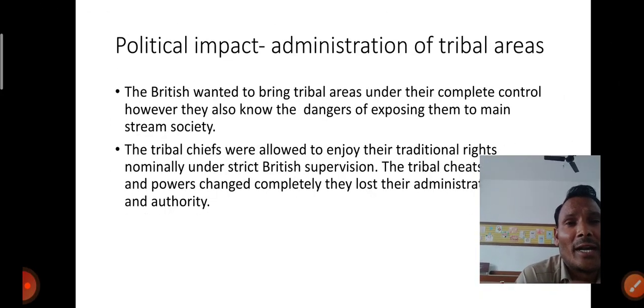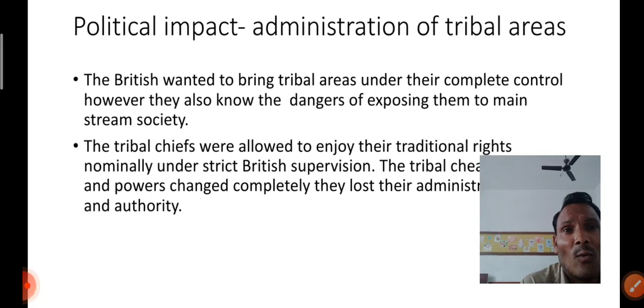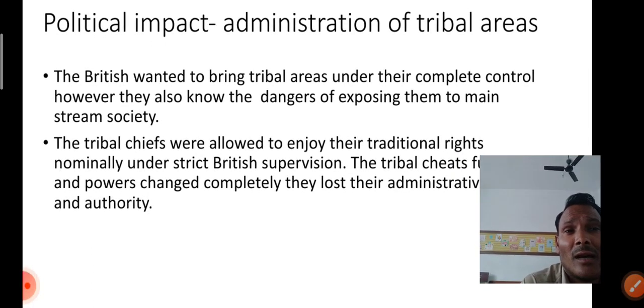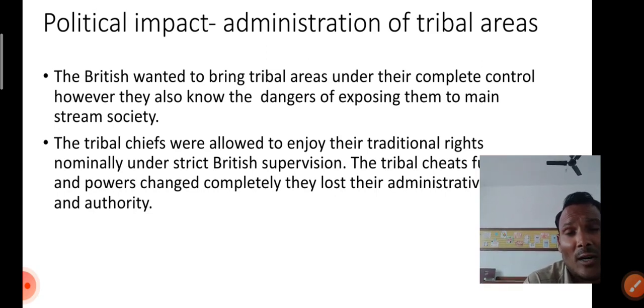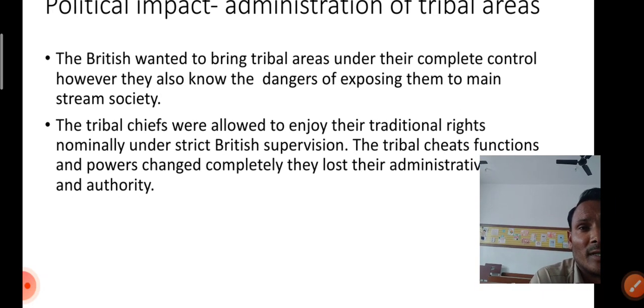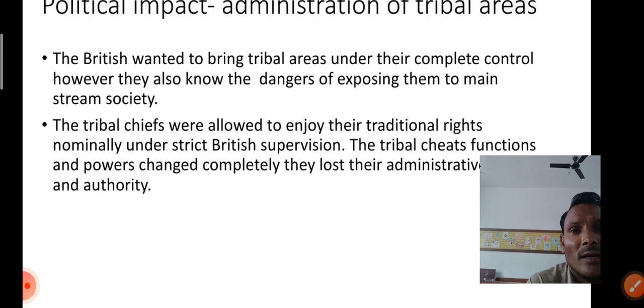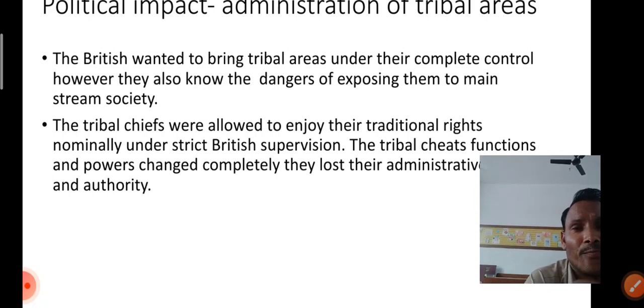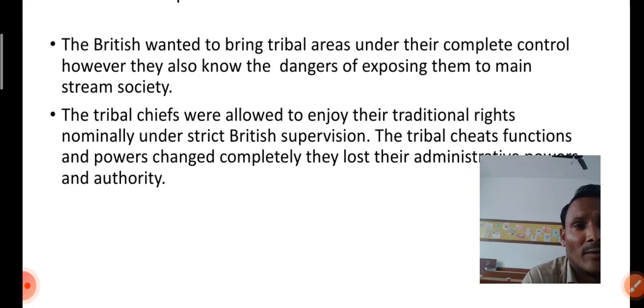Now we will see the political impact, or the administration of the tribal areas. The British wanted to bring tribal areas under their complete control. However, they also knew the danger of exposing them to the mainstream of society. The tribal chiefs were allowed to enjoy their traditional rights nominally under strict British supervision. The chiefs' functions and powers changed completely. They lost their administrative powers and authority.